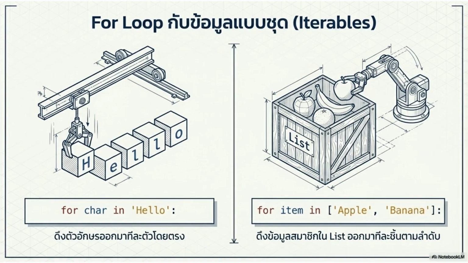For loops work with collections of data called iterables, such as strings and lists. for char in "hello" extracts each character sequentially. for item in ["apple", "banana"] extracts items from the list in order.